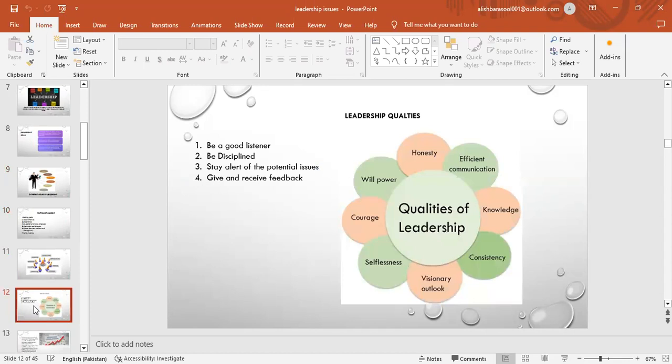Leadership qualities: be a good listener, be disciplined, stay alert of potential issues, give and receive feedback. The leader possesses the following qualities: honesty, willpower, courage, selflessness, visionary outlook, consistency, knowledge, and efficient communication.